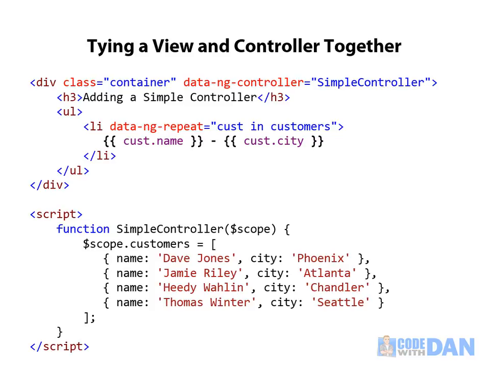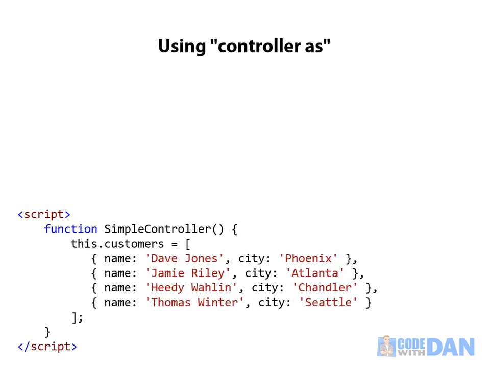Now there is an alternative syntax for this. This is what you'll see, I would argue, most of the time in the samples that are out there. An alternative syntax for the definition highlighted here is the controller as syntax. This does change how you write the controller. If you look at this function, you'll notice that there's no scope. We simply say this.customers. This means we don't have to have an injected scope; it just happens behind the scenes. AngularJS takes care of that.